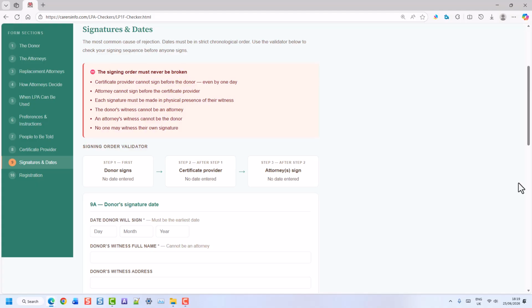The checker takes a few minutes. Starting again takes months. You have already done the hard work, choosing your attorney, completing the form, gathering the information. The LP1F checker is the final check before it leaves your hands.